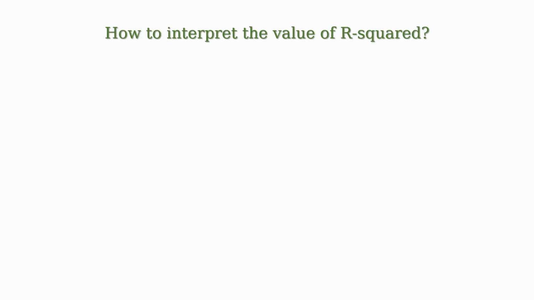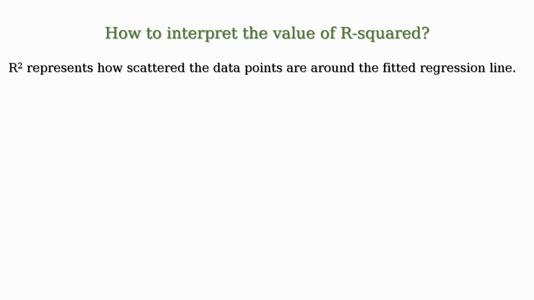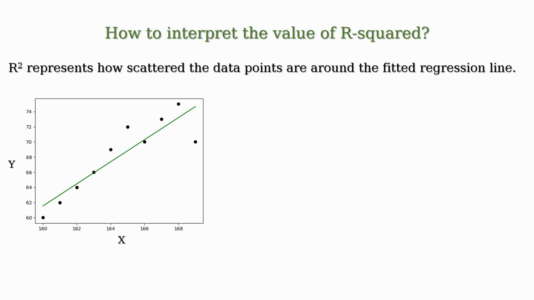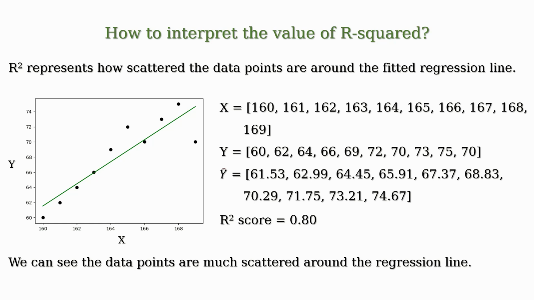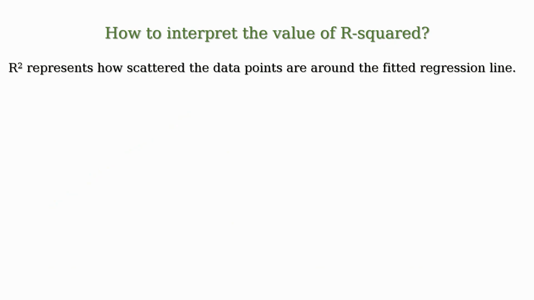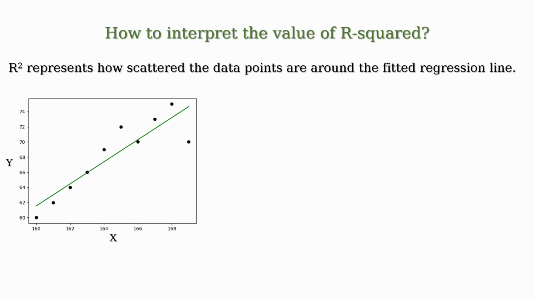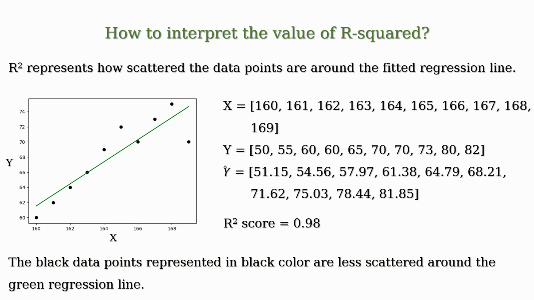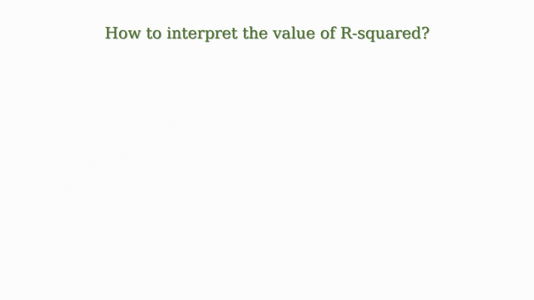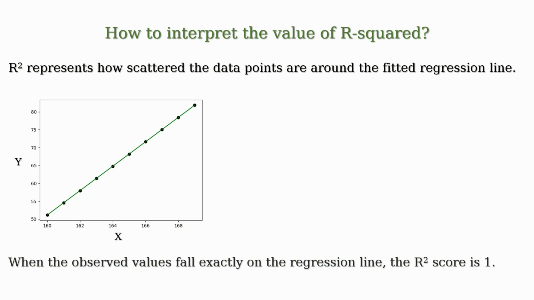But please note that R squared actually represents how scattered the data points are around the fitted regression line. For example, in this graph, the data points or the observed values of y are represented with black points and the green line represents the regression line. We can see the data points are much scattered around the regression line. The R squared score in this case is 0.80. On the other hand, in this graph, the data points represented in black color are less scattered around the green regression line. The R squared score in this case is 0.98. And when the observed values fall exactly on the regression line, the R squared score is 1.